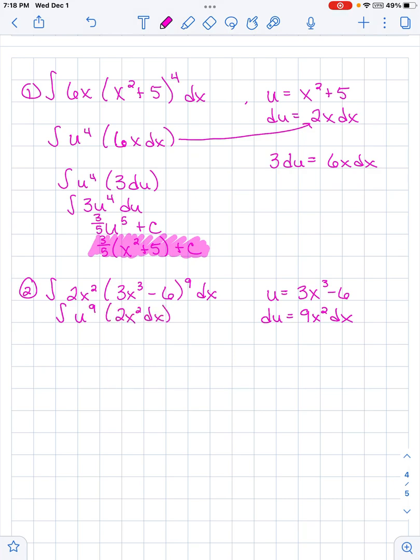and then I have 2x squared dx. So I'm going to have to modify my du in order to make these two values the same. So I'm going to multiply both sides of this du by 2/9. 2/9 du, and if I multiply 9 times 2/9, I end up with 2x squared dx. Okay, now I can make my substitution. I can replace the 2x squared dx with 2/9 du. I'm going to bring the 2/9 out in front.